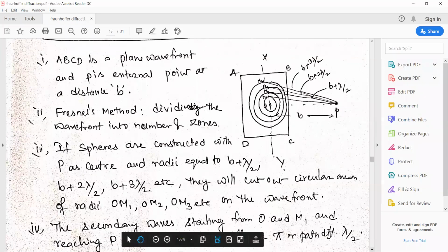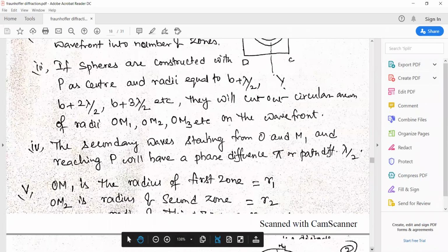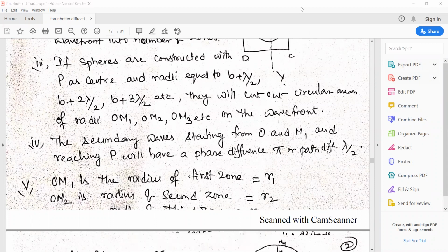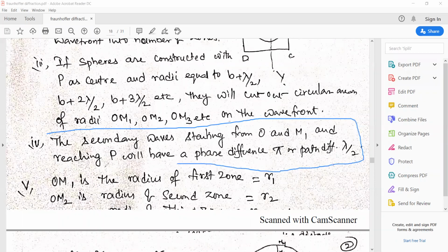For that, the basic point you should remember is, as I said, the Fresnel half period zones differ by path difference lambda by 2 and phase difference. This is a very fundamental point. You should remember always. Fresnel half period zones means any two zones will differ by path difference lambda by 2 or phase difference pi.